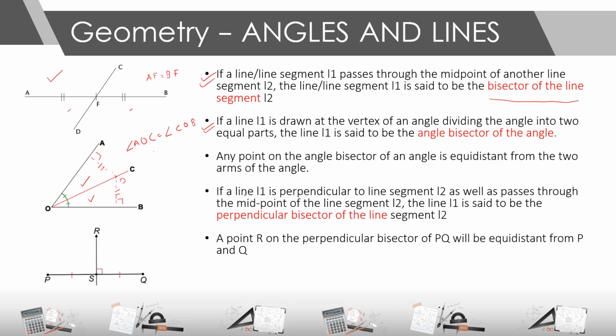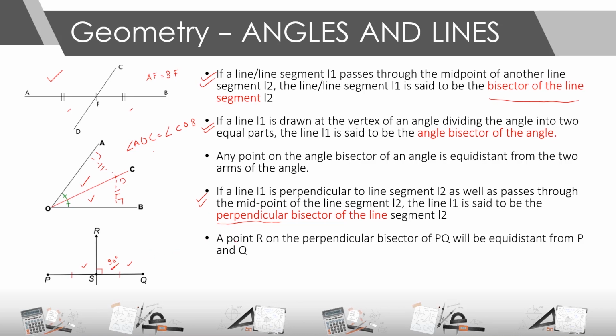Now in the third figure, you can see that RS is a line segment which is bisecting line segment PQ, and it has a special property, that is, it is making a 90-degree angle with the PQ segment. This is called a perpendicular bisector of the line segment. So a perpendicular bisector has two properties. One is it will divide the line segment into two equal parts, and the second is that the angle it will make with the original line segment is 90 degrees.